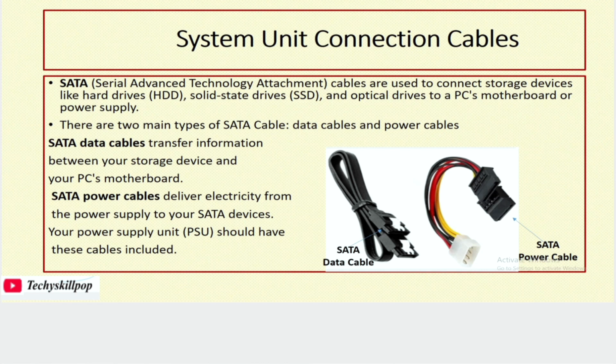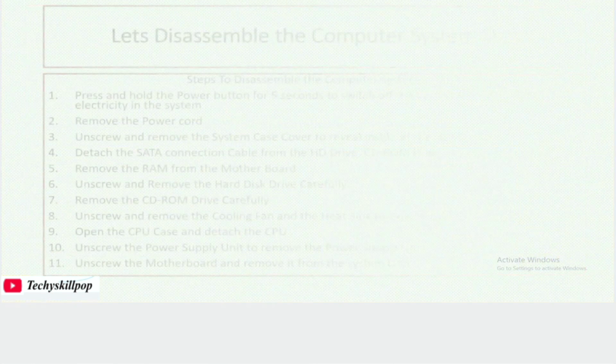There are two main types of SATA cable: SATA data cable and power cable. SATA data cable transfers information between your storage device and your PC's motherboard. SATA power cable delivers electricity from the power supply to your SATA devices. The power supply unit should have these cables included.